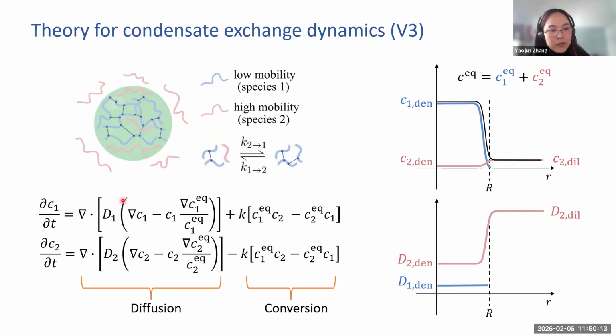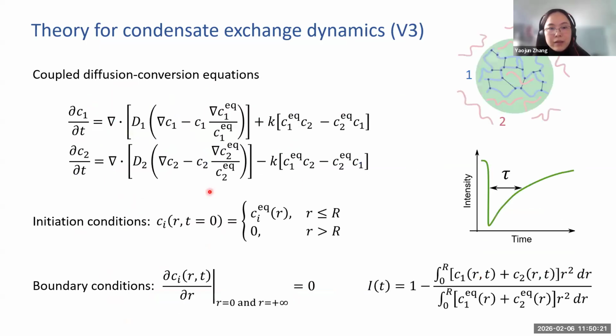If we know the equilibrium concentration profiles, the dense phase diffusion, as well as the conversion rate, then these two equations together with proper initial and boundary conditions can be solved either analytically or numerically, giving rise to the normalized droplet intensity curve, which allows us then to extract the recovery time. Okay, so this is the overall theoretical framework.